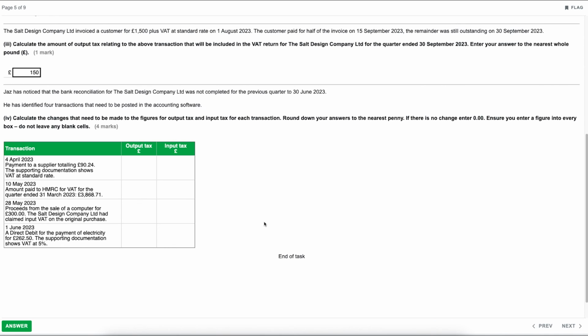So to get the VAT amount, again, we know how to do this now. It would be £90.24, either divided by 6 or divided by 120 and times by 20. And that gives you a VAT amount of £15.04. And as I've already said, because this is a purchase, this would be input tax. We can claim this back. So it would be £15.04.